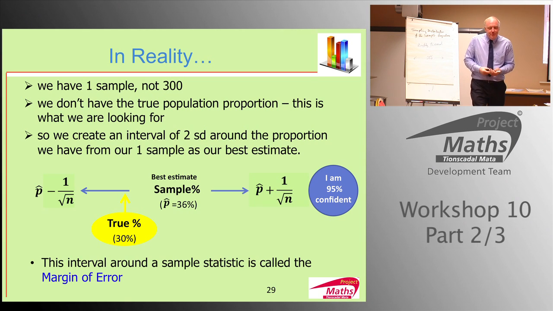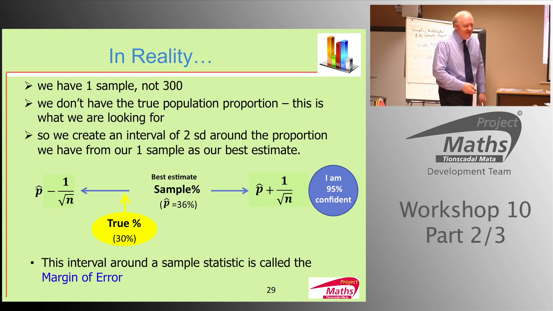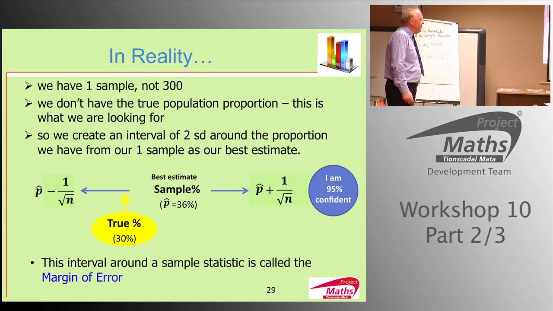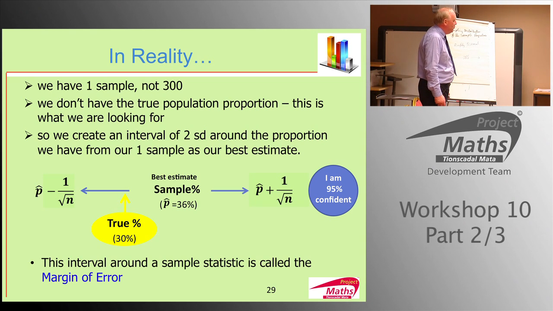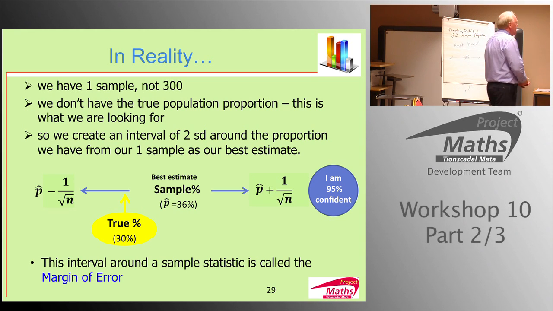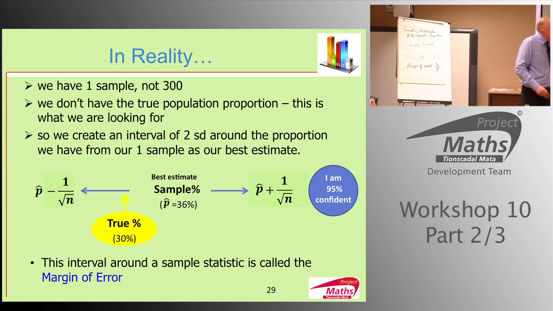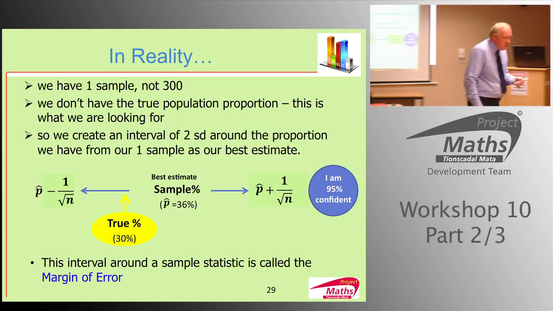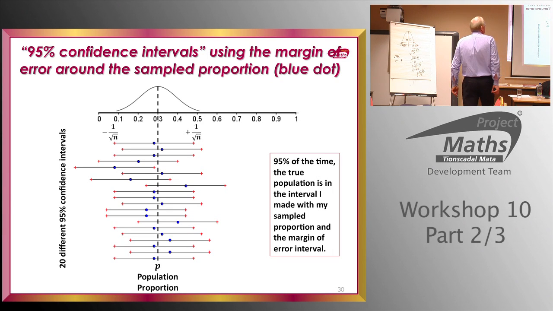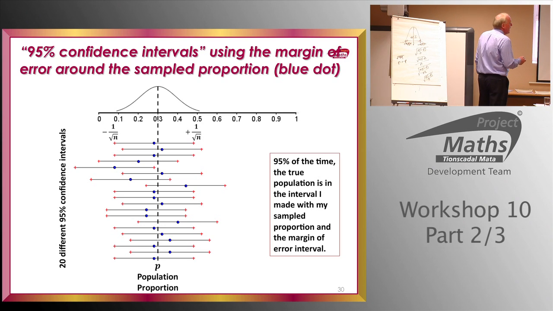Okay? Now, this is where there's a bit of a leap, let's say. I am 95% confident that the true proportion, the 32%, is in there. Now, this is where the margin of error comes in. One over root n, and that's known as the margin of error, okay? And n is the sample size. So that's 95% using the margin of error around the sample proportion.